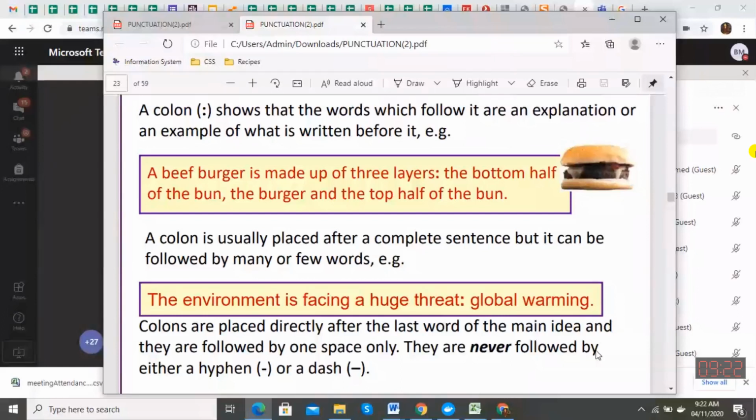Colons are placed directly after the last word of the main idea, and they are followed by one space only. जैसे हम लोग colon डालते हैं, जैसे full stop डालने के बाद we add one space. जब हम full stop डालते हैं last word के बाद हम space नहीं देते, we just add full stop right after the last word. मगर when we give further information, we add space between the last word and the colon, और उसके बाद हम एक space देते हैं. They are never followed by either a hyphen or a dash.